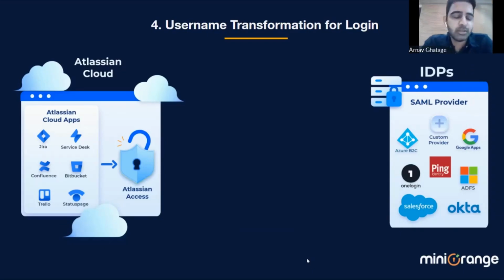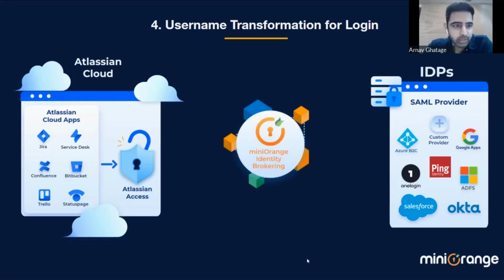Yes, so Riva, the flow here, I'll be explaining username transformation for login. The flow here is actually pretty similar to what you've seen before. There's miniOrange, which comes in between Atlassian Cloud and your IDP. Let me give you a good example here. Let's say you have a use case wherein your username in your IDP and your Atlassian Cloud is different.